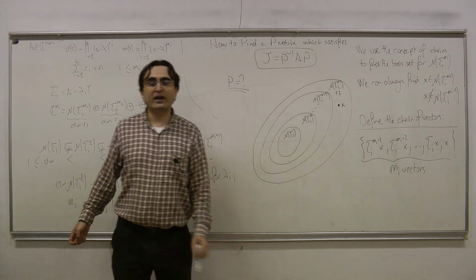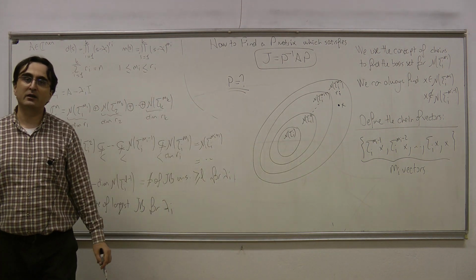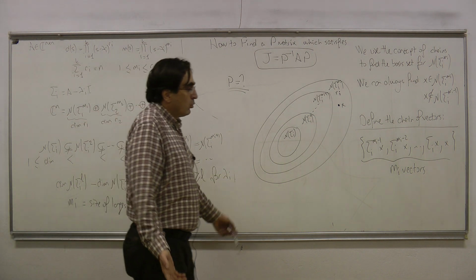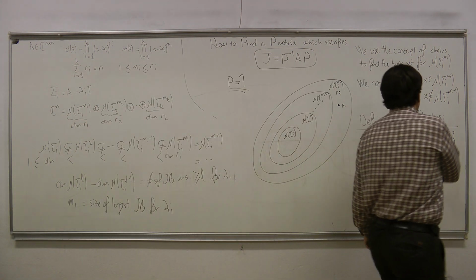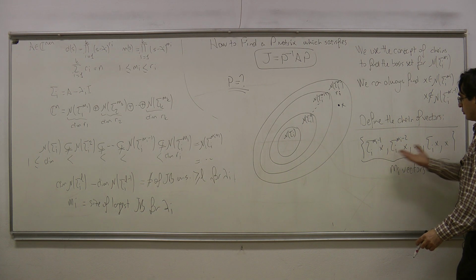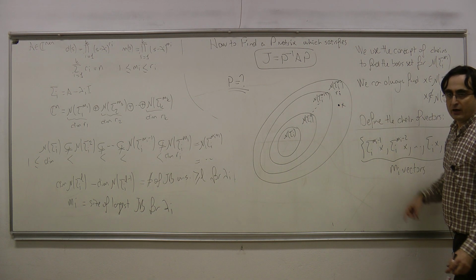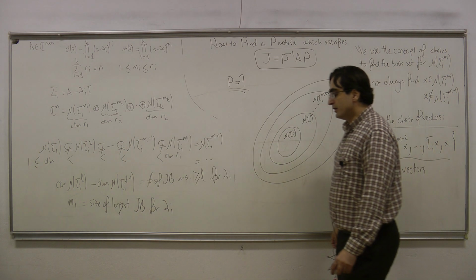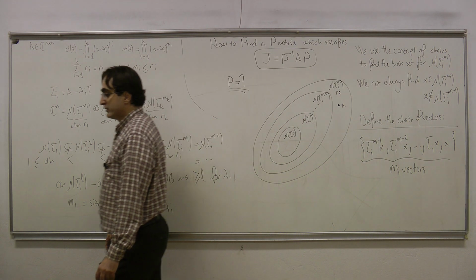Therefore, this single chain would not be sufficient in that case. Okay? So what am I going to do in that case? I would try to find additional chains here to complete the total number of vectors to Ri, which is the dimension of the largest null space.